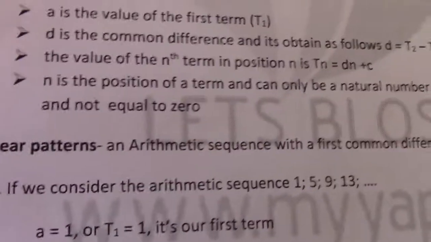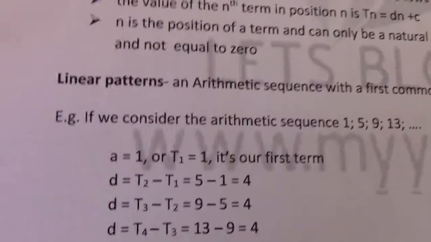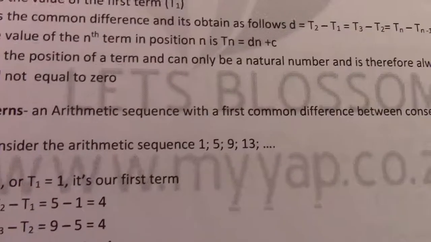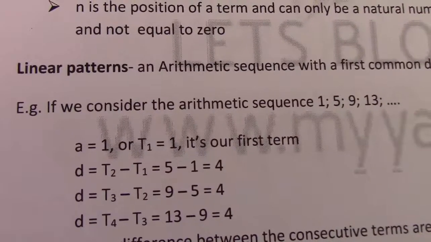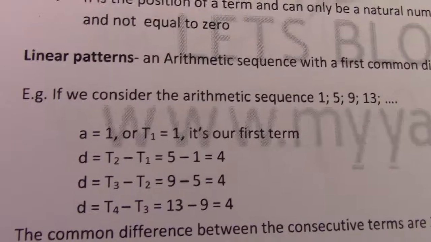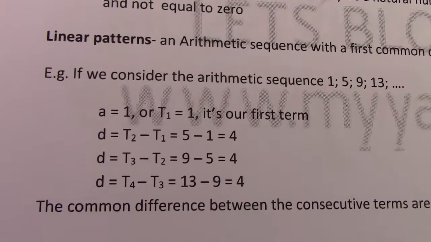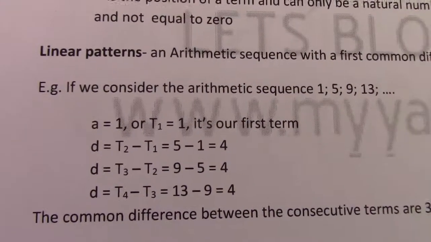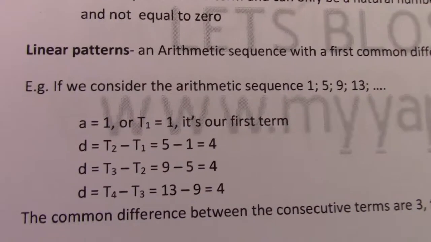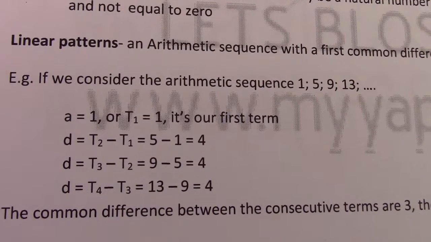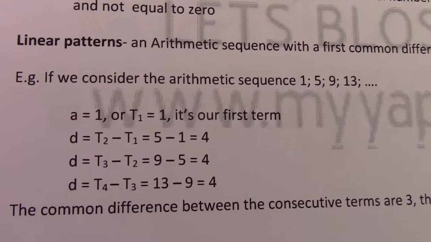Right, linear patterns. We refer to them as linear because when we draw them, they simply form one continuous straight line. Right, an arithmetic sequence has a common difference between consecutive terms. So if you look there, 1, 5, 9, and 13, a is 1, or I can say term 1 is 1. d is term 2 minus term 1, 5 minus 1 is 4. Term 3 minus term 2, 9 minus 5 gives me 4. Or d is term 4 minus term 3, 13 minus 9 gives me 4.